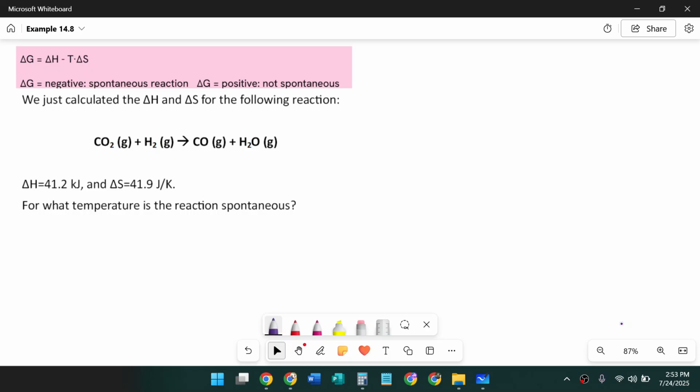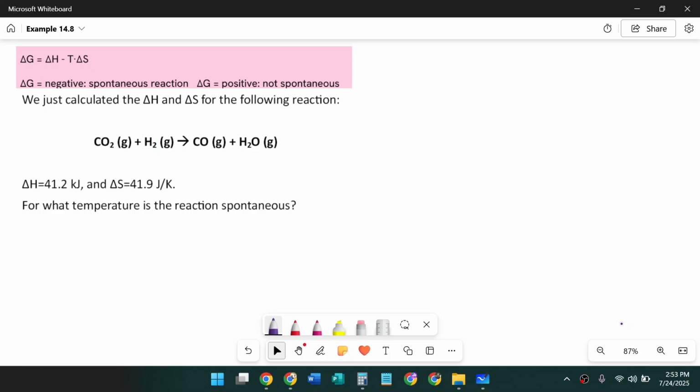This is example 14.8 from Discovering Design with Chemistry. And I think we're almost to the end of this chapter. I think we have one more example after this one. So it says, we just calculated the change in H and the change in S for the following reaction, and it gives us the same reaction we just used in 14.7. And it reminds us of what answers we got. And it asks for what temperature is the reaction spontaneous.